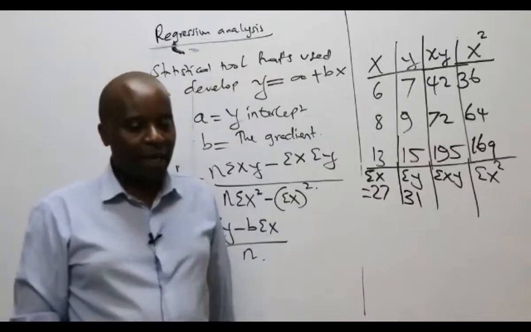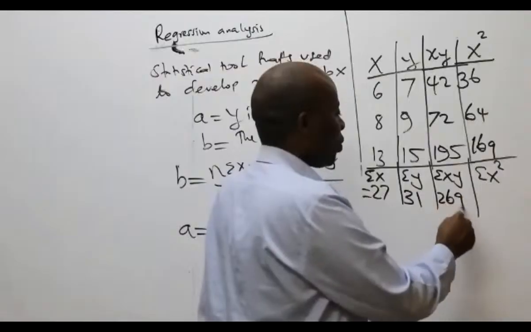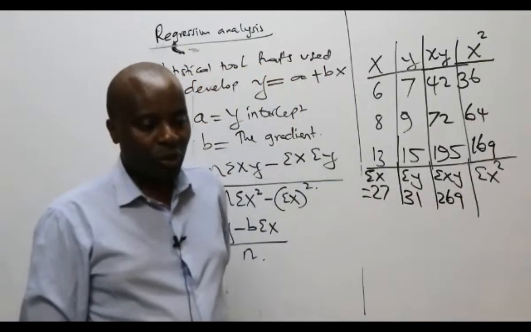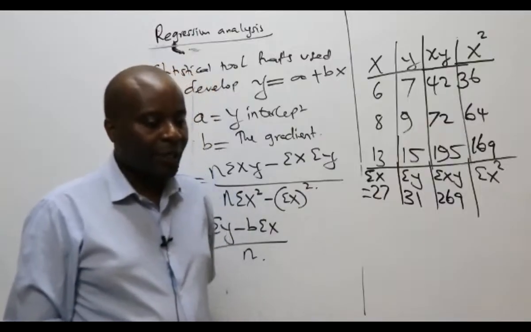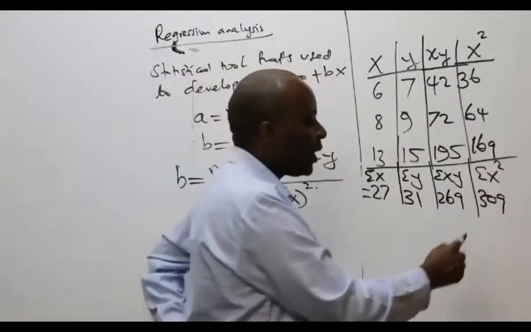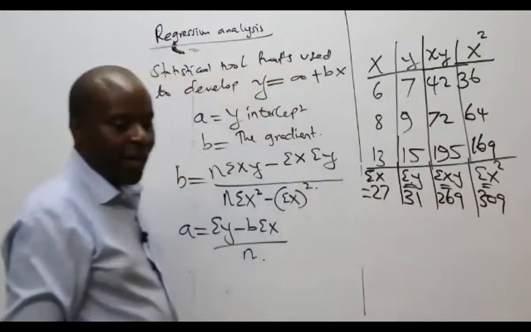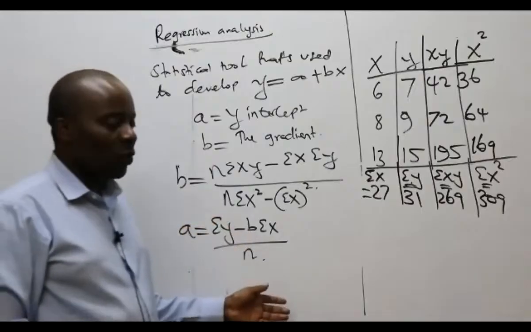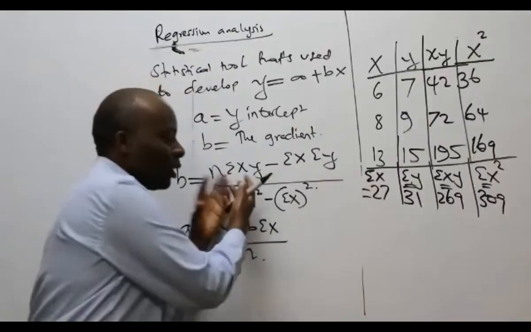Summation of xy. Sharon tells me it is 269. Summation of x squared. What do we have under summation of x squared? 309. Thank you very much. So remember that these are summations. Thank you very much. Now, ladies and gentlemen, I would want us to move to the next level, which basically is plugging these summations into the formulas.